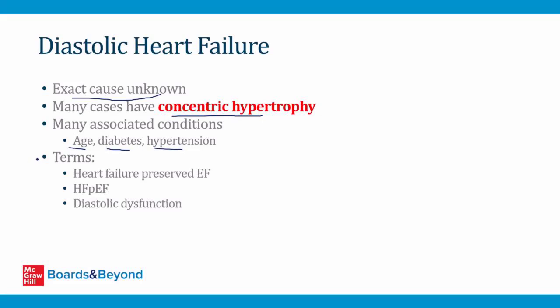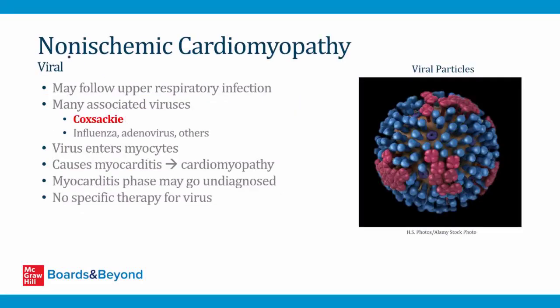And diastolic heart failure goes by a whole bunch of different names. I'll tell you these now just so you've heard them. One is heart failure with preserved ejection fraction, or HFpEF. The other is simply diastolic dysfunction. So I'll finish this video by going through a handful of causes of non-ischemic cardiomyopathy. These are all conditions that can lead to reduced ejection fraction and systolic heart failure.